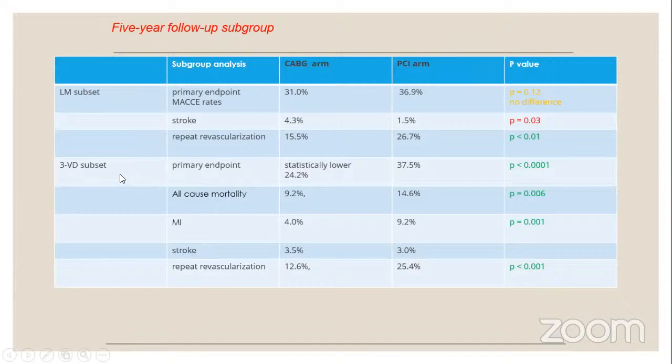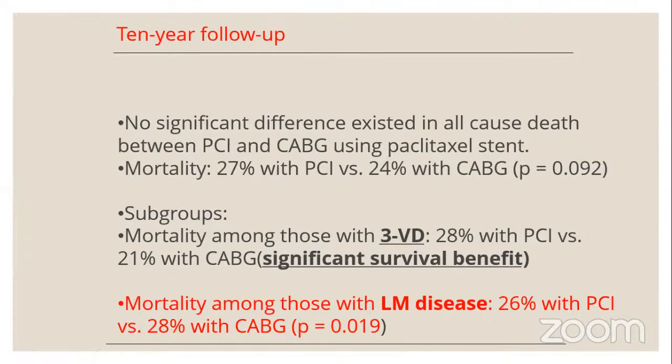Okay, for the 3 vessel disease, the primary endpoint, the MACE, was lower in the CABG group. All-cause mortality was again lower in the CABG group. Repeat revascularization was lower in the CABG group, and the stroke, they didn't mention the significance, but it was higher in the CABG group. And again, the repeat revascularization is higher with PCI in the 3 vessel disease subgroup.